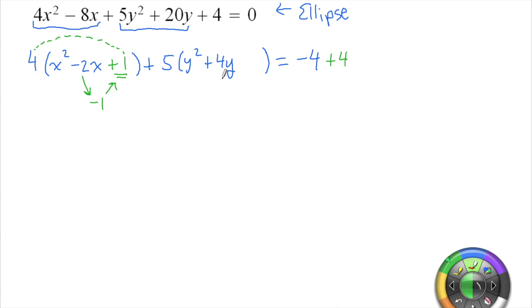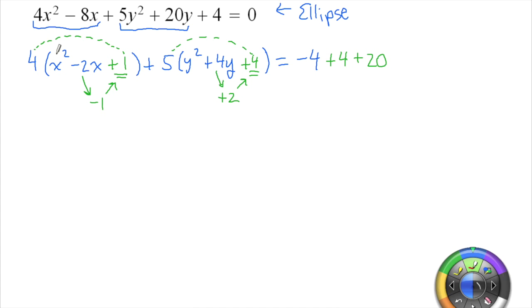Alright, same thing for the 4y. We're going to take half of its coefficient, which is positive 2. We're going to square it. It's going to give us positive 4. But in reality, we didn't add 4 here. We added 20. So on this side, we're going to have to add 20.